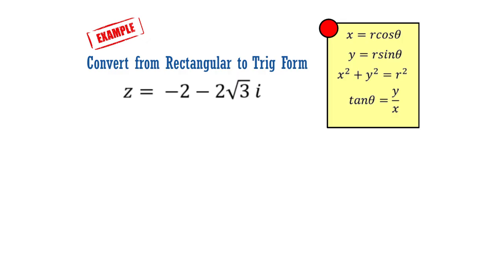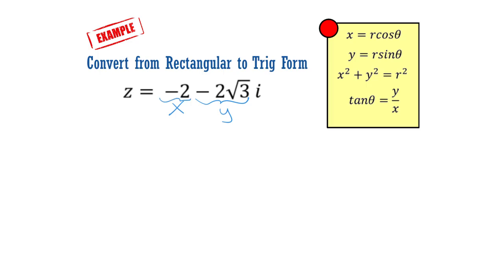This will be a nice little review before our upcoming test of these four rules. You've got to know these inside and out. All right, so here we go. What I am giving you is a rectangular form of this complex number. So this is ultimately my x, and this is my y.